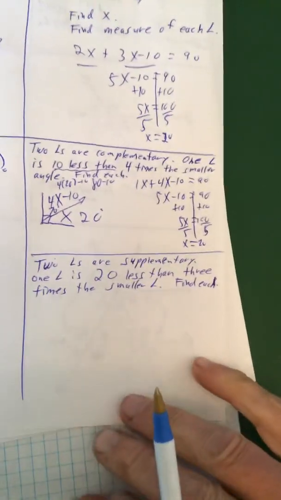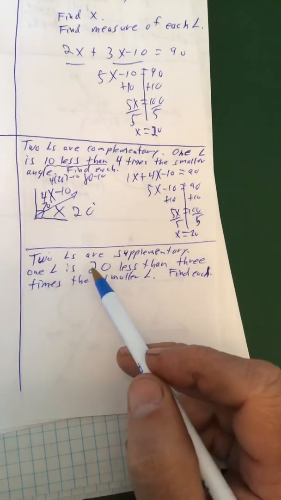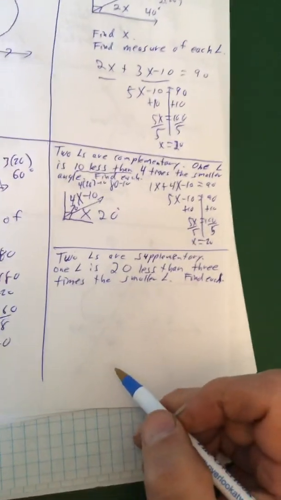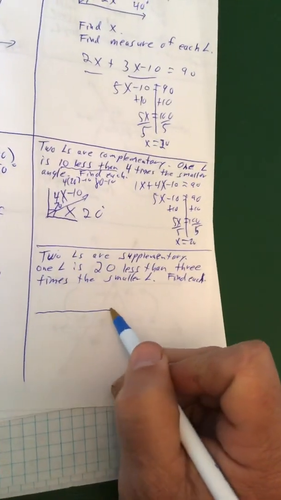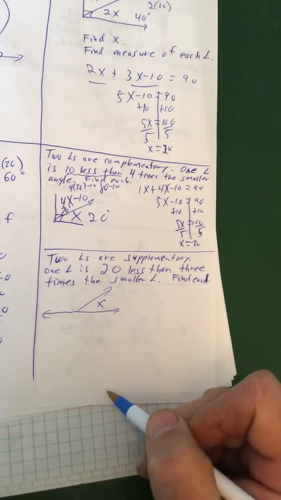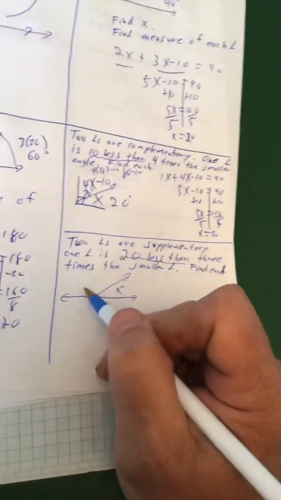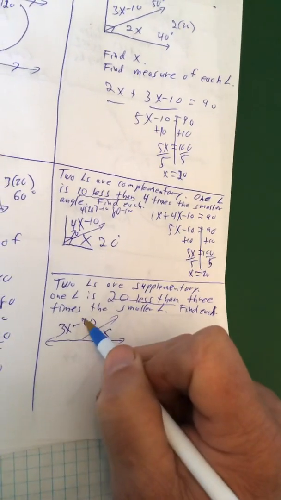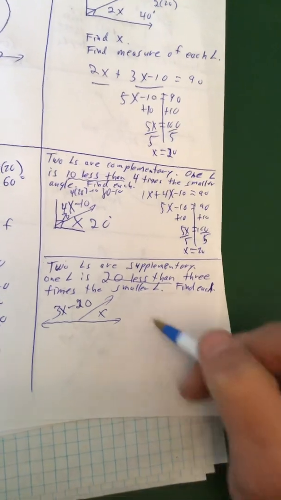So here, try this last one. Two angles are supplementary. One angle is 20 less than 3 times the small angle. Find each angle. So again, hit pause, give it a try. First draw the picture. This one's x. So I'm going to skip this 20 less than 3 times. Well, it's 3 times x, but it's 20 less than that. Right. So if you didn't get to there, now do it.